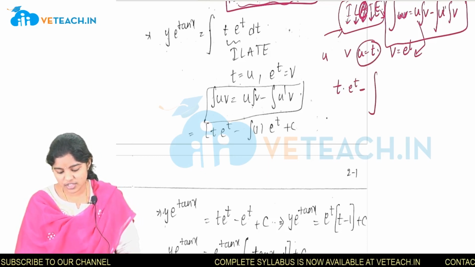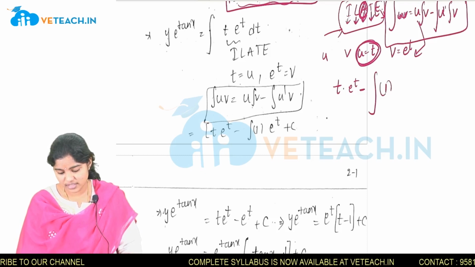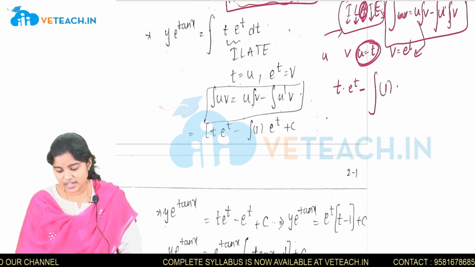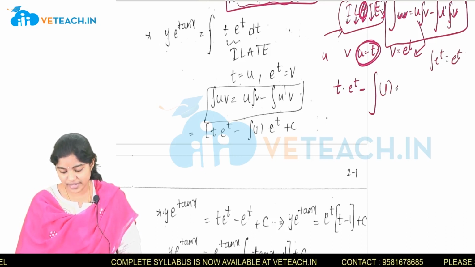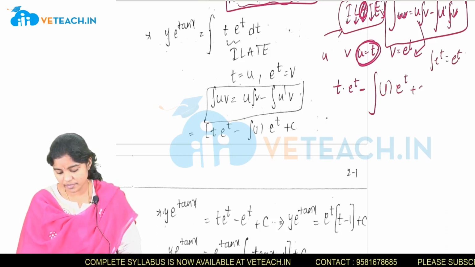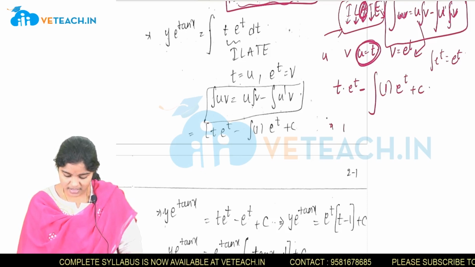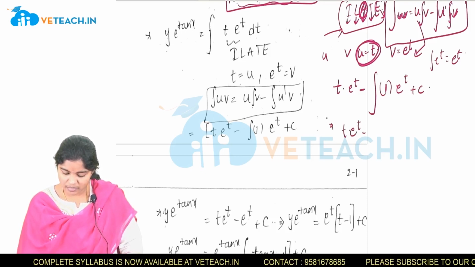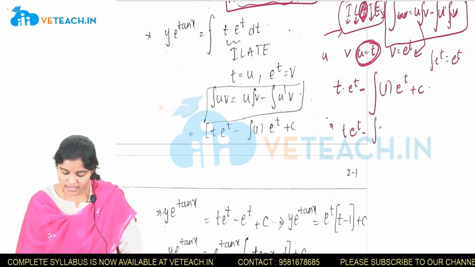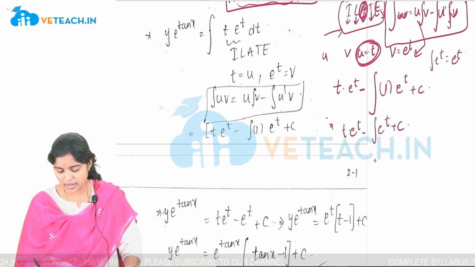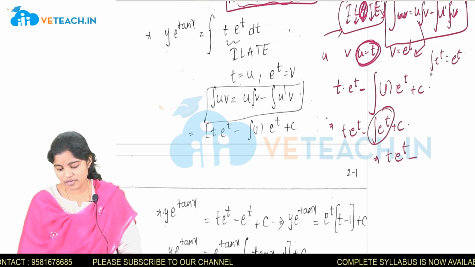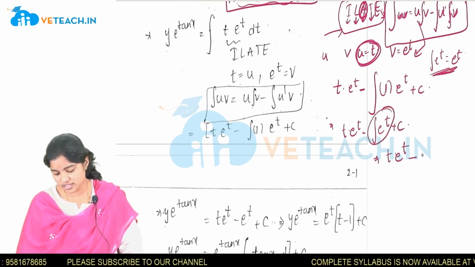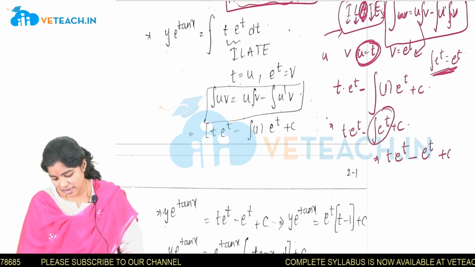What is the differentiation of t? 1, into integration of v. Integration of e power t is always equal to e power t. So the integration is e power t plus c. That implies t into e power t minus 1 into e power t plus c. That implies t into e power t minus the integration of e power t, which is e power t. We have already discussed this. So e power t plus c.